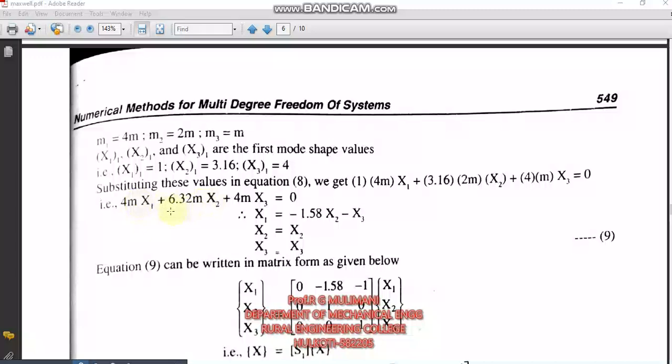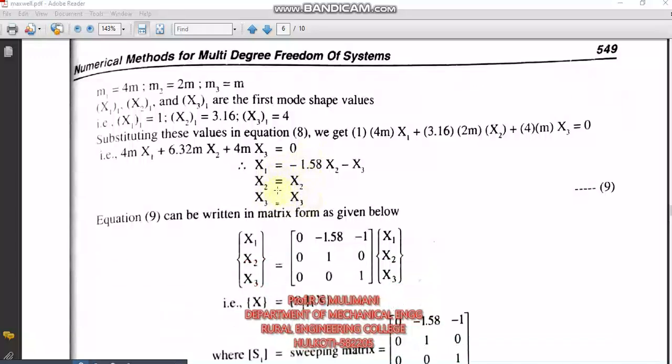So it can be cancelled. So x1 can be written as x1 is equal to minus 1.5 x2 minus x3. By the orthogonality principles, now we have this equation: x1 is equal to minus 1.58 x2 minus x3. M cancelled here. 4x1 is equal to minus 6.32 x2 minus 4x3, divided by 4, it gives minus 1.58 x2 minus x3. By the first orthogonality principle, now we have this equation: x2 is equal to x2, x3 is equal to x3.